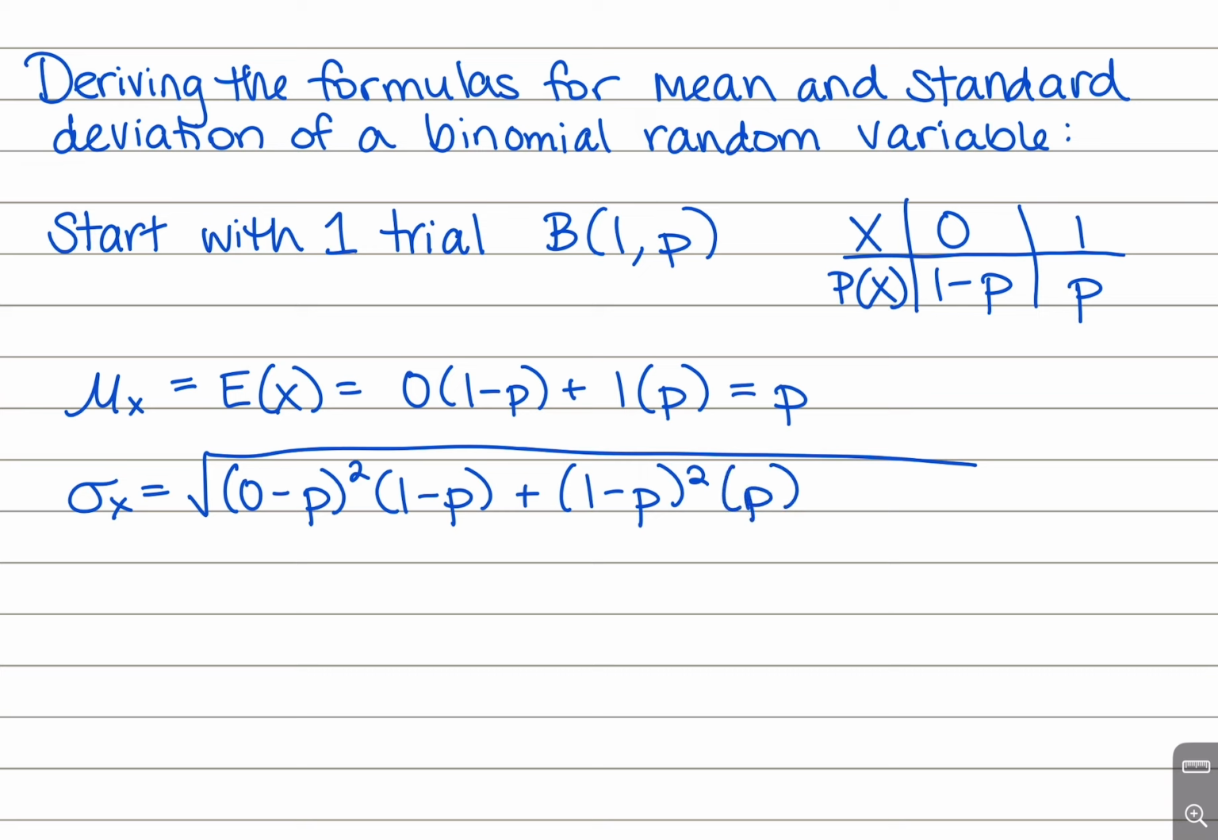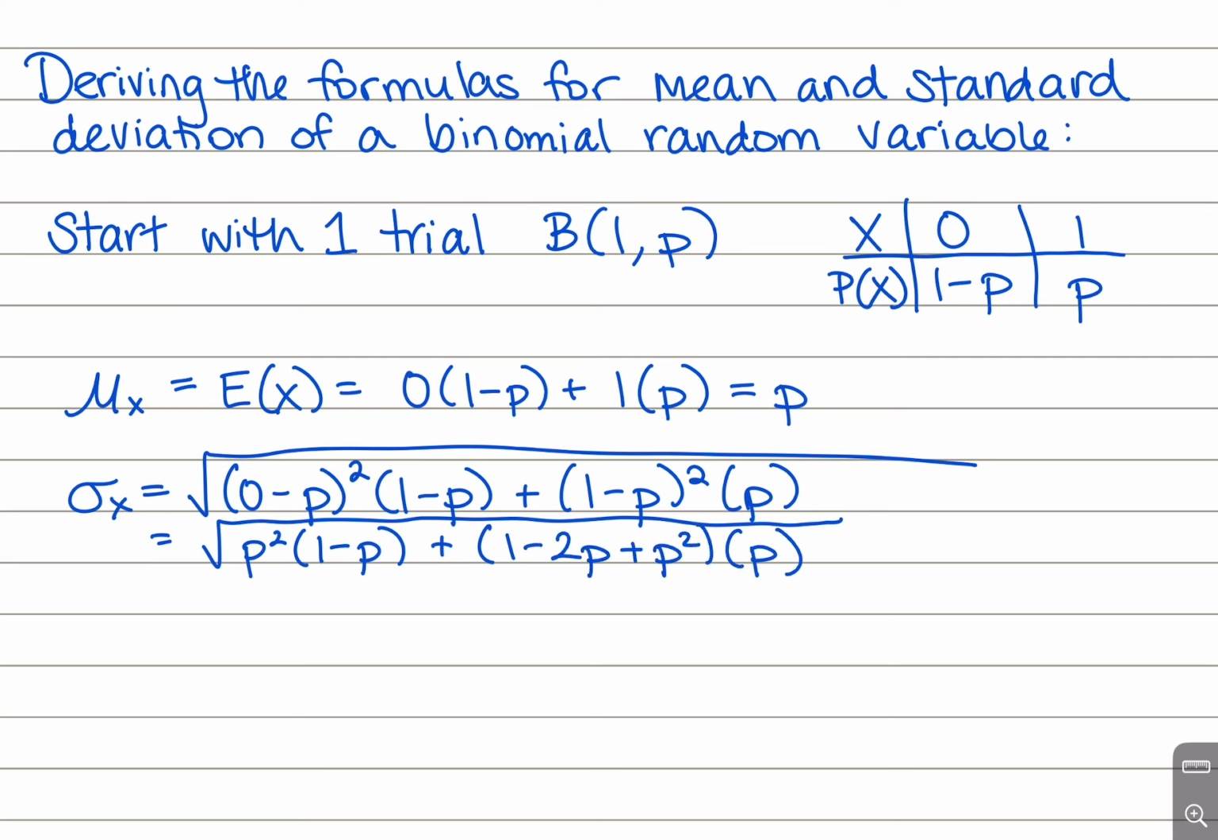So let's simplify this. 0 minus P is negative P, squared is P squared. So we have P squared times 1 minus P. 1 minus P squared is 1 minus 2P plus P squared. We're going to multiply that by P. Distributing everything in, we have P squared minus P cubed plus P minus 2P squared plus P cubed.